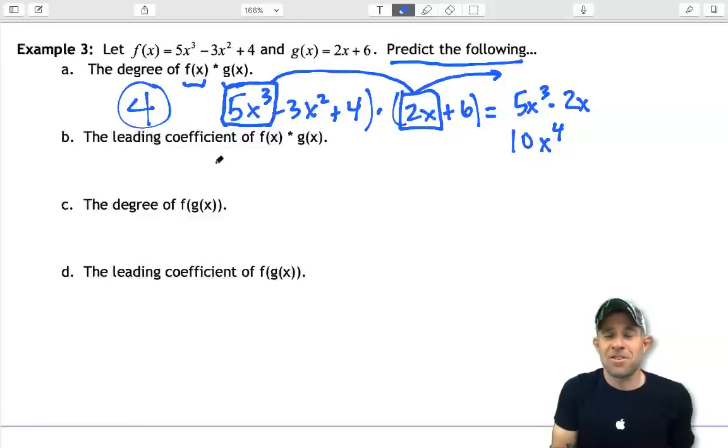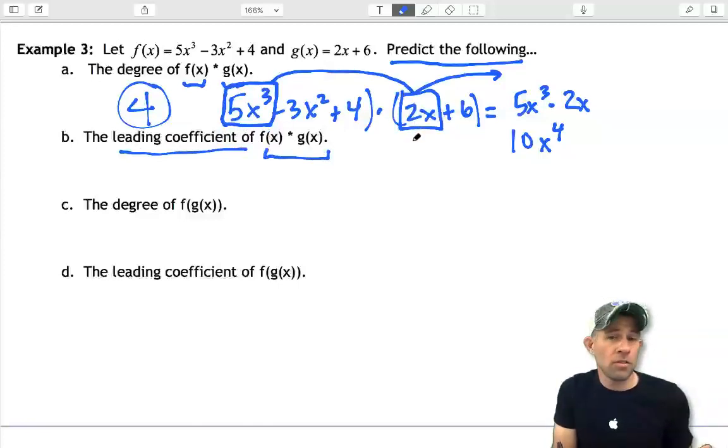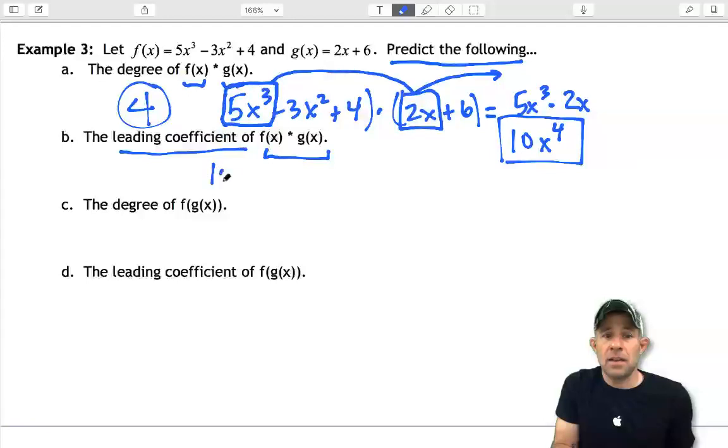quartic polynomial. All right, now it says to predict the leading coefficient of this product. Well, again, we have this product set up. The leading coefficient will always be the coefficient on the term with the highest power, and as we just found out, that's going to be 10. All right, next it says to predict the degree of the composite function f of g of x.